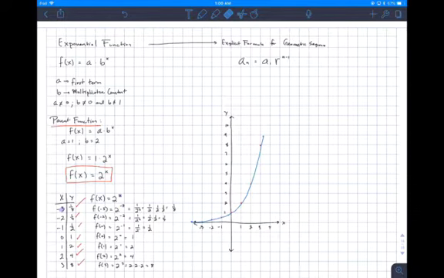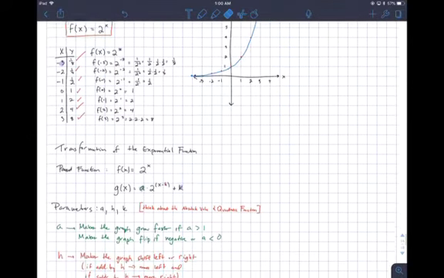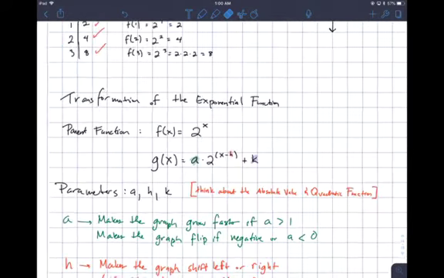Hey class, this is again continuing with the learning, looking at exponential functions. So this is the work we did on the last video I created. I know the one I assigned to you guys was a video that was already existing online. So this is continuing with this lesson on exponential functions and transformations of exponential functions.